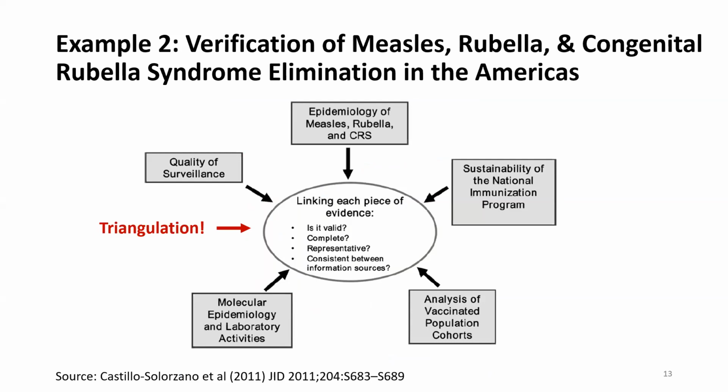So example number two, while this isn't an analysis example, it is a really good example of the triangulation framework. And this example is from guidance on verifying measles, rubella, and congenital rubella syndrome elimination in the PAHO region. Basically, you see all of the different gray boxes being different types of data or data sources. And you really need to link each piece of evidence together to understand where you are in the elimination process.